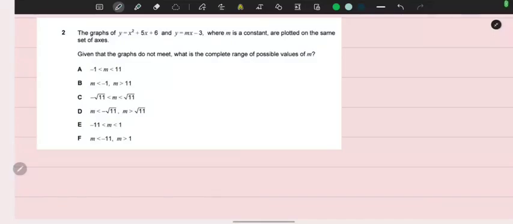Hello guys, in today's class I'm going to provide solutions to this TMUA 2023 paper 1 question. This is a question with us, so there is no point in reading it out again.